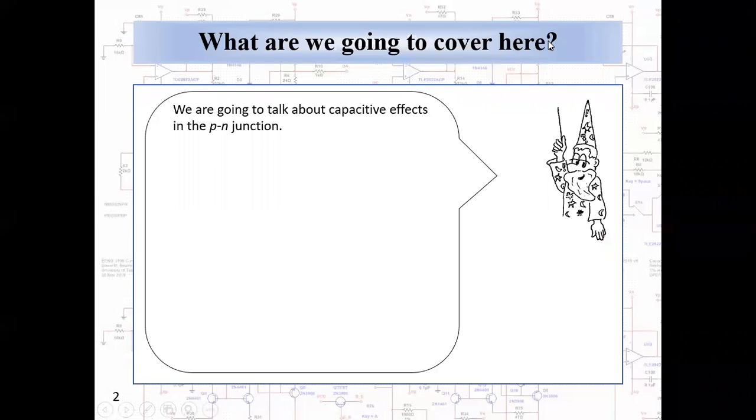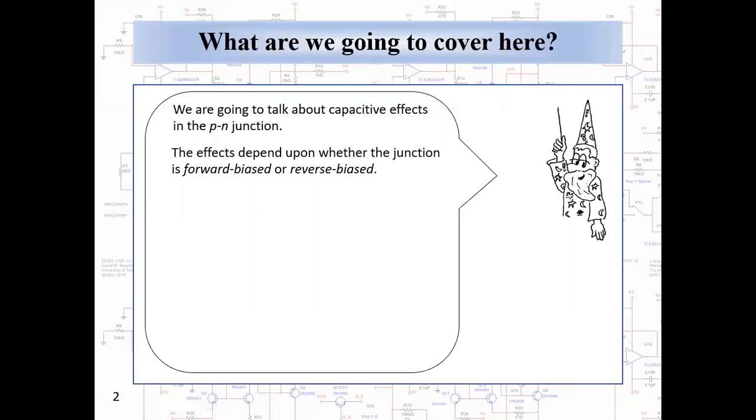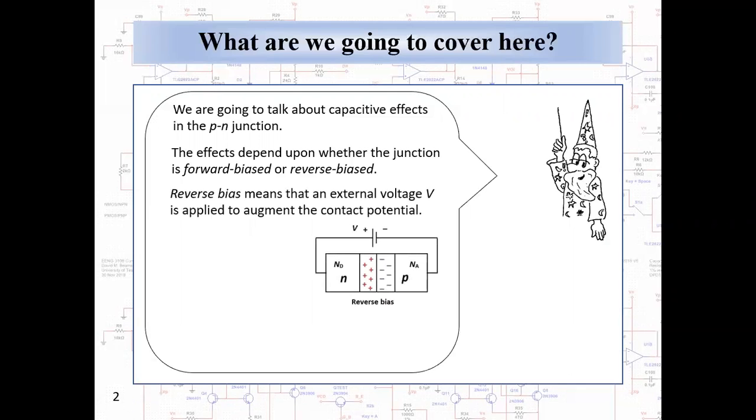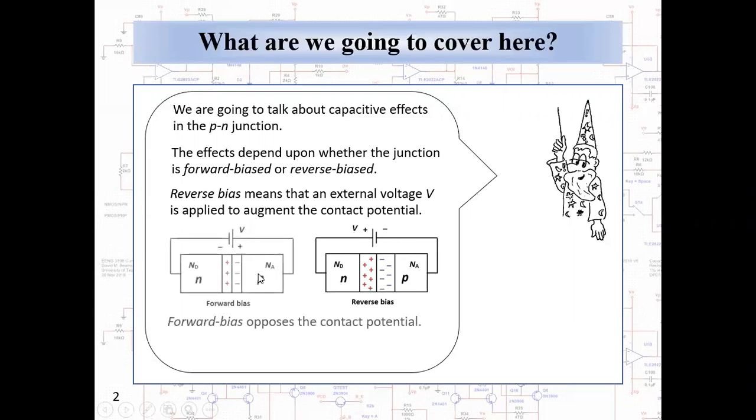What are we going to cover here today? Well, we're going to talk about capacitive effects in the PN junction. These effects depend upon whether the junction is forward biased or reverse biased. By reverse bias, we mean that an external voltage V is applied to augment the contact potential. That is, we connect the positive terminal of the external source to the N region, the negative terminal to P. Forward bias opposes the contact potential. We produce forward bias by connecting the positive terminal to P and the negative terminal to N.